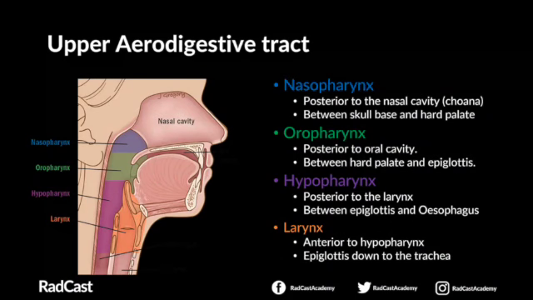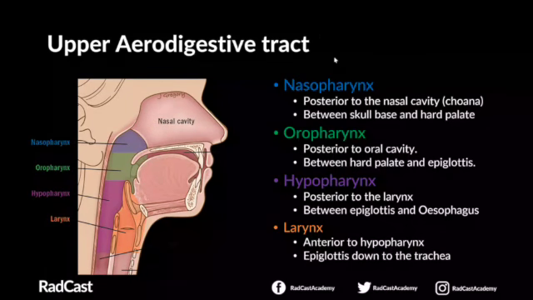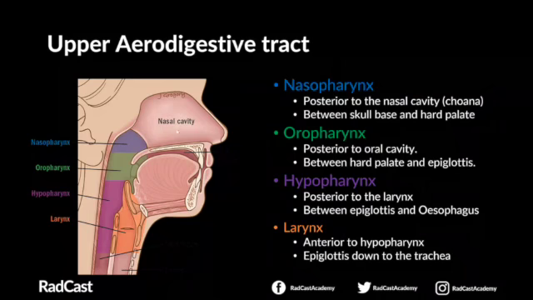Just starting with some basic anatomy of the upper aerodigestive tract. It's divided into various sections. You've got your nasopharynx, which is behind the nasal cavity. You have your choana at the back, and posterior to that is the nasopharynx, and that extends from the skull base down to the level of the hard palate. Below that is the oropharynx, which is from the level of the hard palate down to the tip of the epiglottis, or sometimes the hyoid bone.